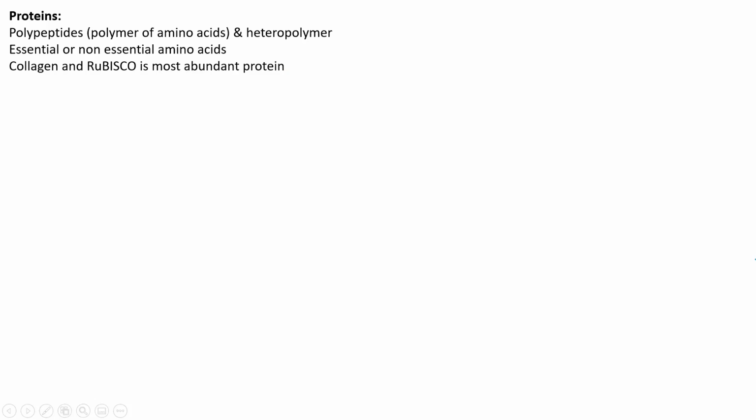Now proteins, as we all know, are the polymer of amino acids. And what do we mean by the term polymer of amino acids? It is just a linking of one type of amino acid with another type of amino acid and so on, right? So this is mainly the term called the polymer of amino acids.